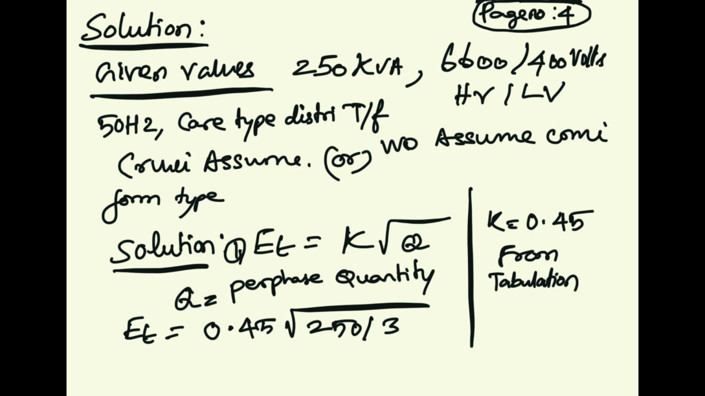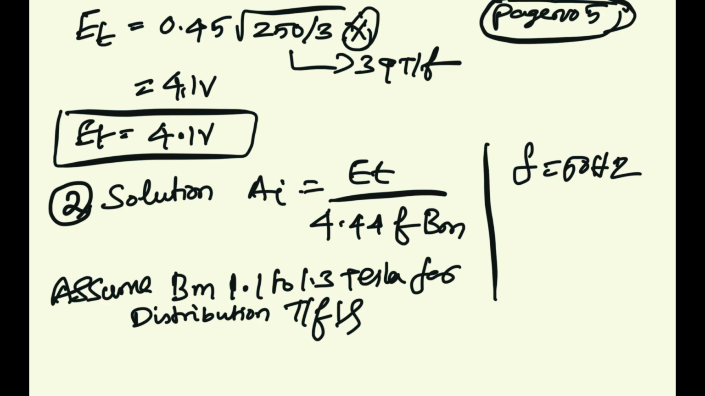Solution. First formula: Et is equal to K into root of Q, where Q is the kVA quantity value. So Q is 250 by 3. K value, as explained in classes and tabulated, is 0.45 for cruciform transformer. Et is 0.45 into root of 250 by 3, that is for a 3-phase transformer. Et we finally find out is 4.1 volts.